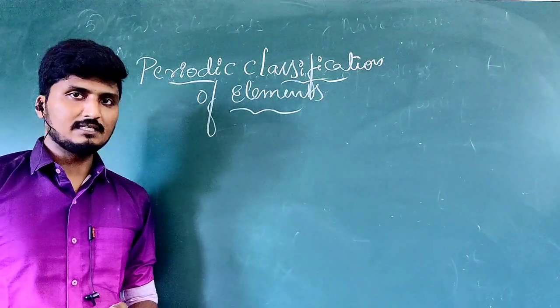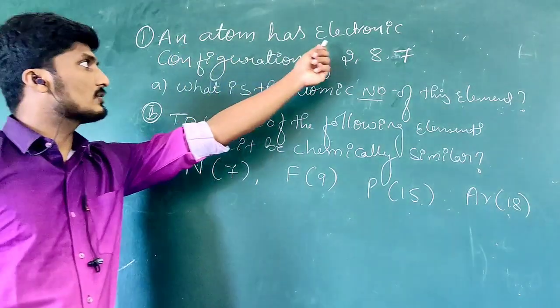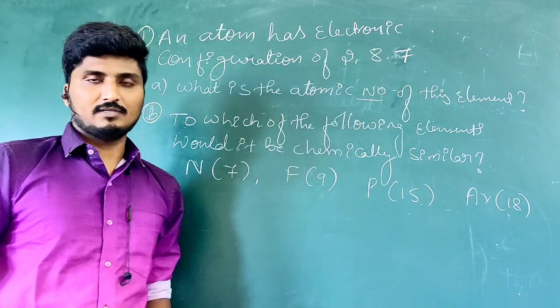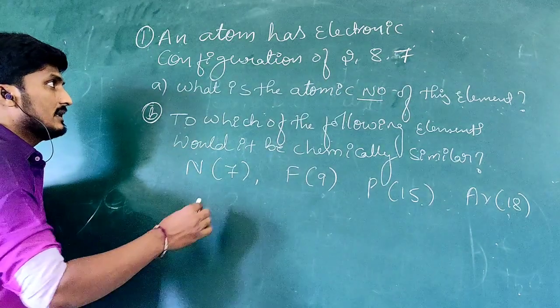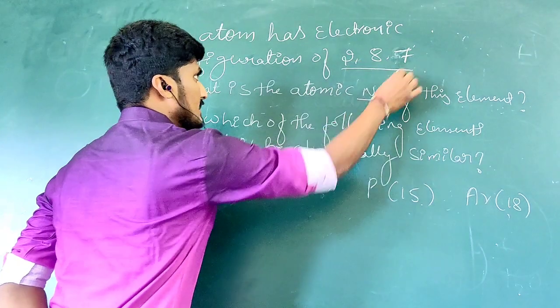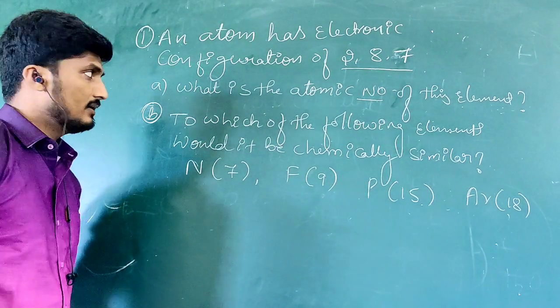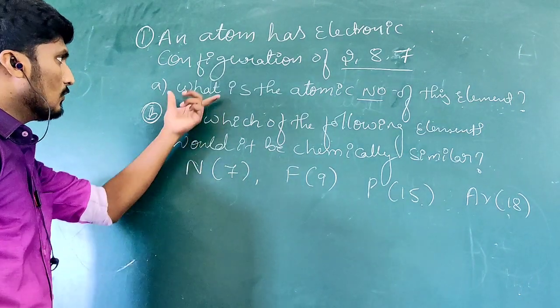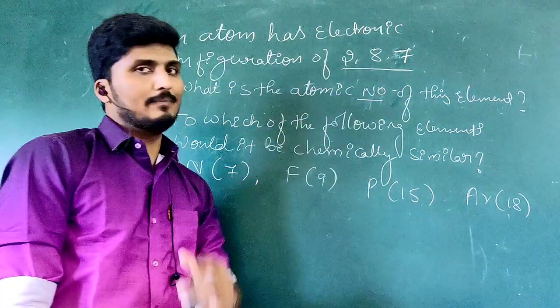So, first question is, an atom has an electron configuration of 2, 8, 7. Children, you can see the electronic configuration they have given, 2, 8, 7. There are two questions related to this question. What is the atomic number of this element?